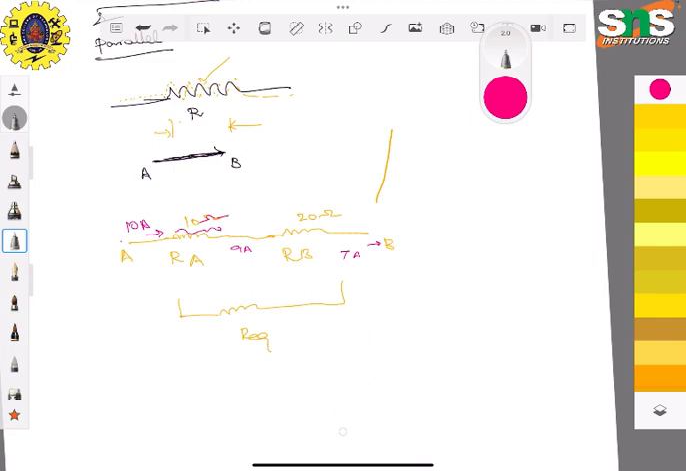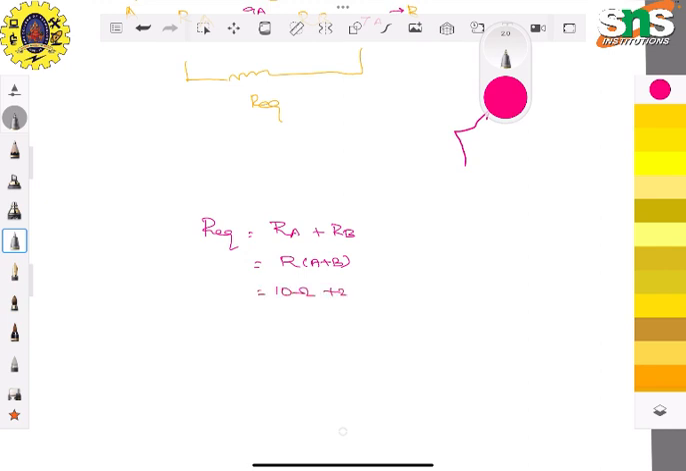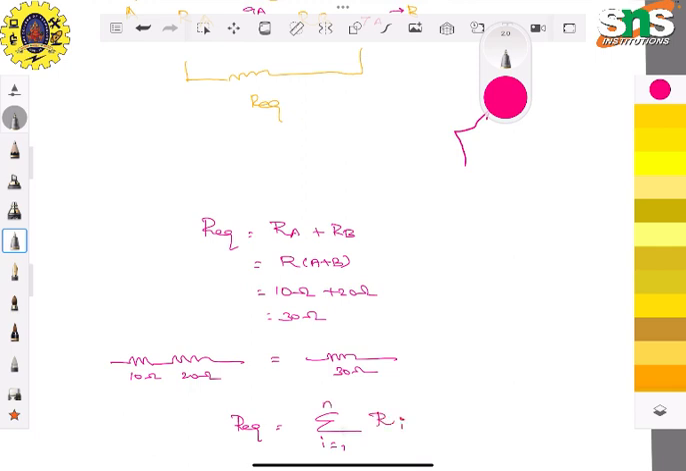So what happened? When two resistors are connected in series, R equivalent equals RA plus RB. That means 10 ohm plus 20 ohm, and the resultant will be 30 ohm. So RA and RB, 10 ohm and 20 ohm, are equivalent to a 30 ohm resistor. This is resistors connected in series. This is for two resistances. Just imagine there are 10 or 20 resistances: R equivalent equals the summation of Ri, for i equal to 1 to N. That means R1 plus R2 plus R3 up to Rn. This is resistors connected in series.